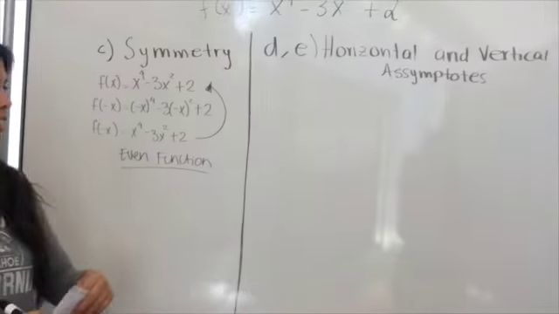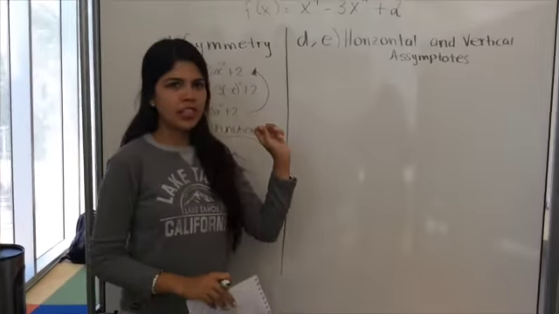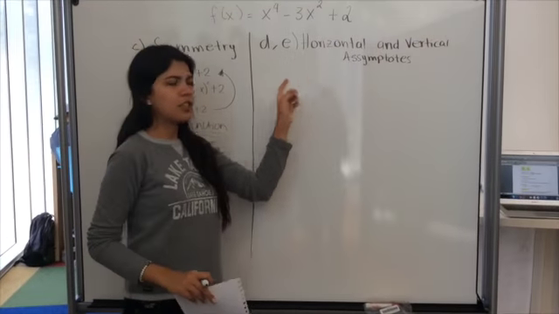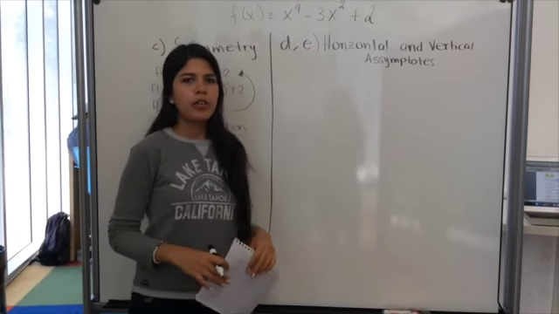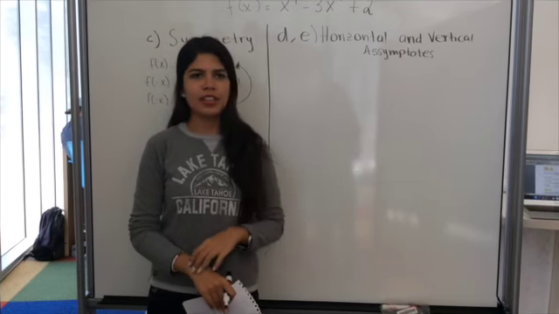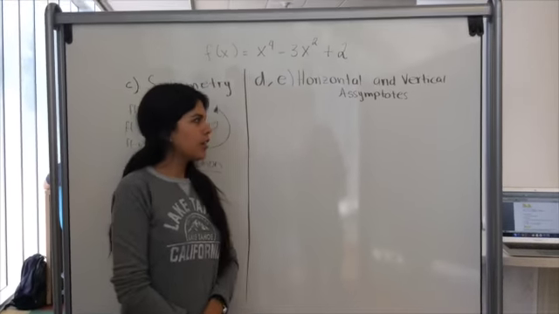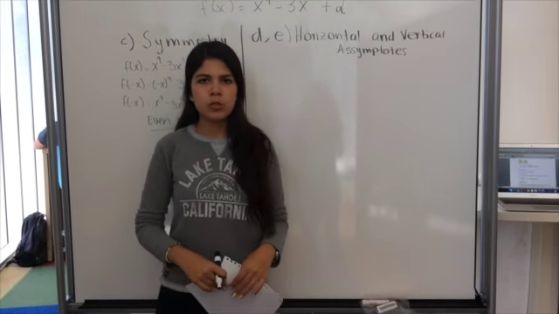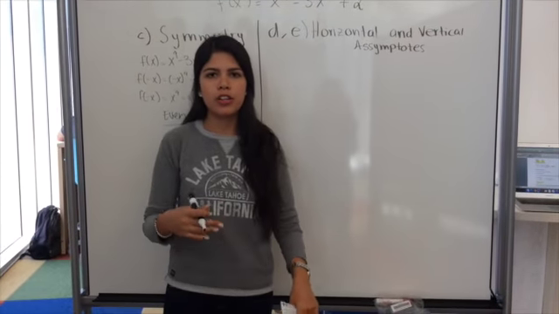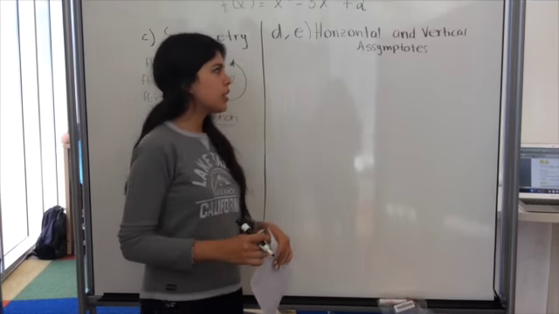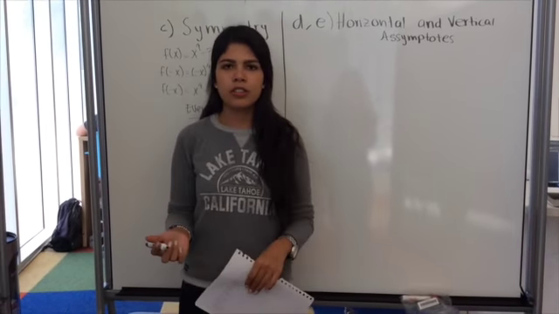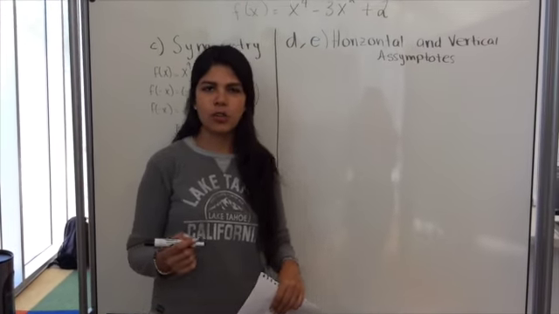Then for point D and E, we need to find horizontal and vertical asymptotes. First of all, we don't have horizontal asymptotes because it's a polynomial function, and also we don't have vertical asymptotes because it's not a rational function, and also because its domain is all real numbers.